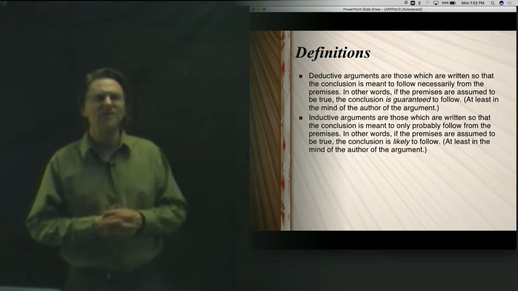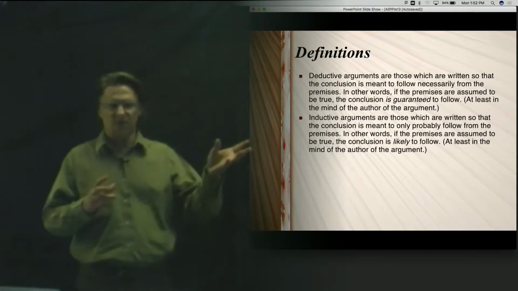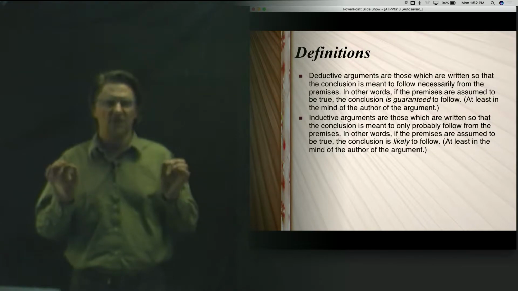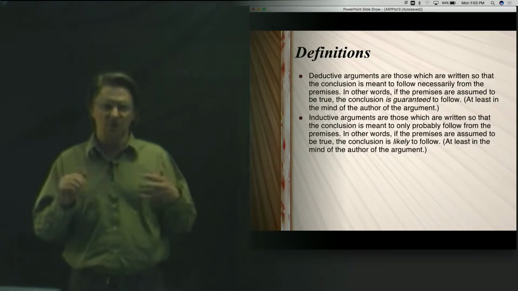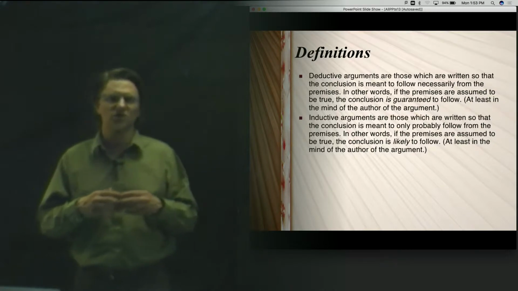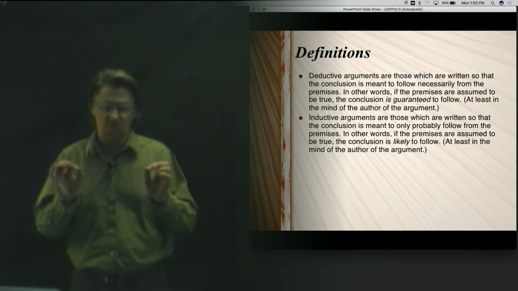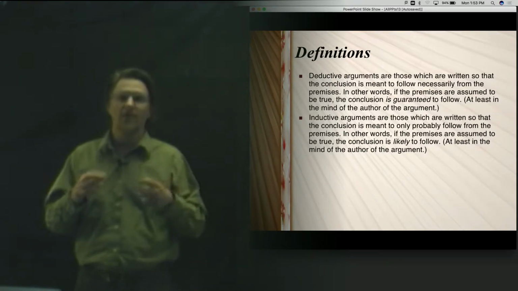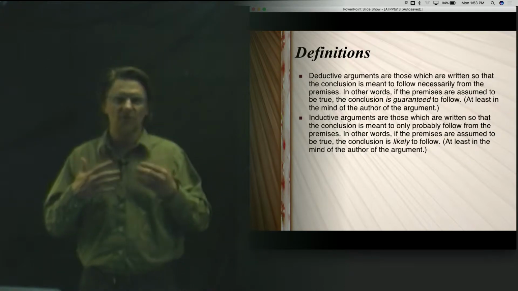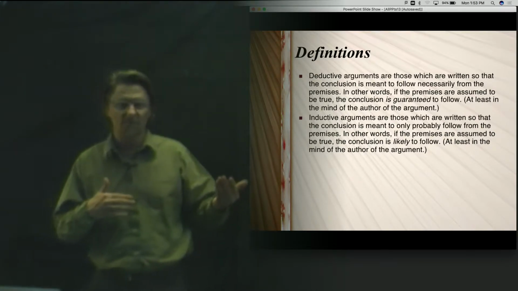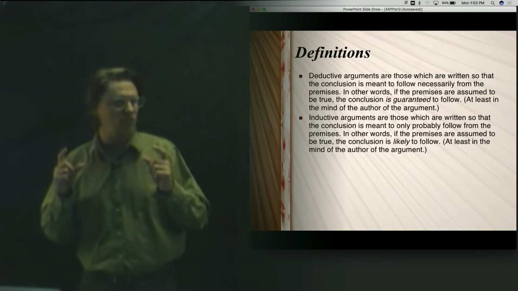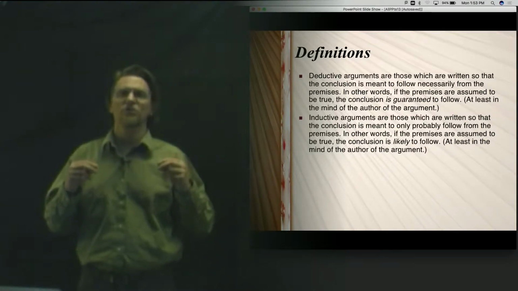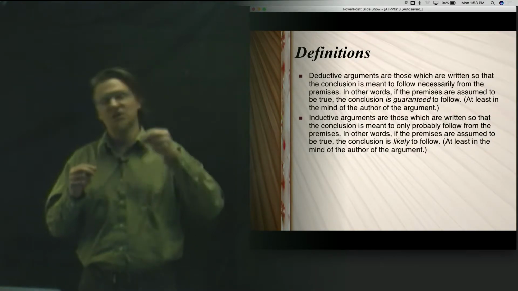So inductive arguments are those which are written so that the conclusion is meant to only probably follow from the premises. In other words, if the premises are again assumed to be true, the conclusion is merely likely to follow. Again, notice the parenthetical comment here, at least in the mind of the author of the argument. So when an author sets out to offer an inductive argument, they ask us to assume the premises are true, and then they don't think the conclusion is guaranteed by those premises. They merely think the conclusion is probable or likely based on those premises.